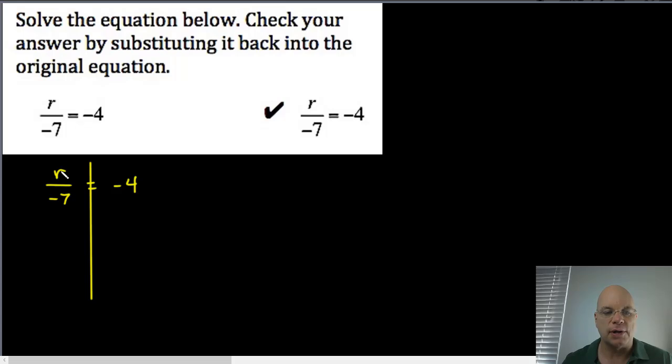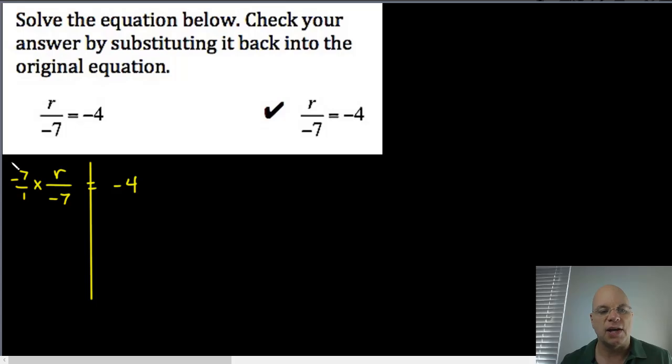What's the inverse operation for dividing by negative 7? It would be multiplying by negative 7. Because if I multiply this fraction by negative 7, if I think of negative 7 as a fraction itself, negative 7 over 1, I see that these negative 7's cancel and I'll just get 1r. That's what I want because 1r is r.